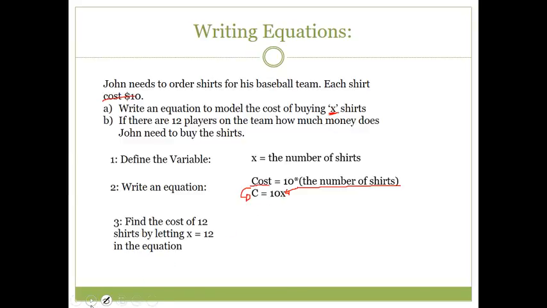So if I want to figure out the cost of buying 12 shirts, as being asked in part B, all I need to do is replace the variable with the number 12 and solve. So that would mean replacing the x with 12, and when they're written right next to each other like this, remember that means multiplication. So this does mean 10 times 12, and 10 times 12 is 120. So for 12 players, the cost would be $120.